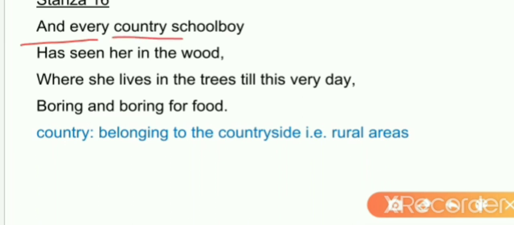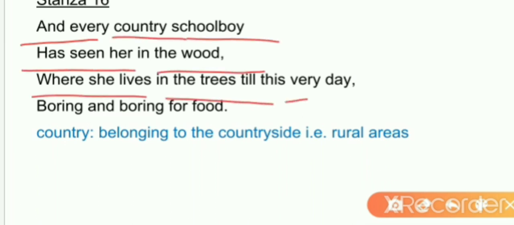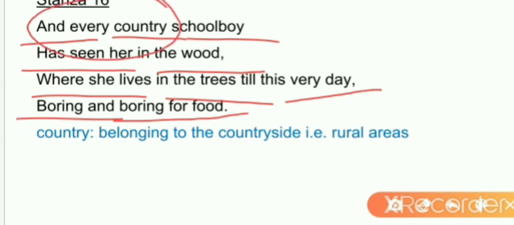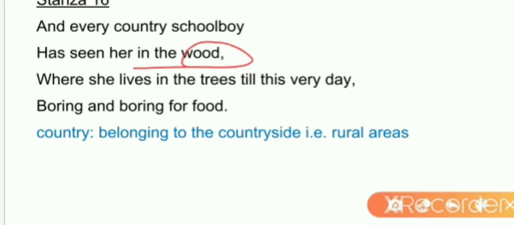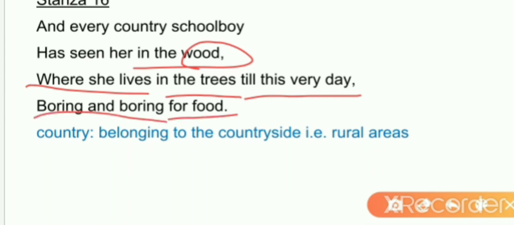And every country school boy has seen her in the wood where she lives in the trees till this very day, boring and boring for food. Now the poet says that and every country school boy, मतलब वहाँ पे जितने भी गांव के जो स्कूल जाने वाले बच्चे थे, उन्होंने उसको देखा था जंगल में. इन द वुड मीन्स इन द फॉरेस्ट, वेयर शी लिव्स इन द ट्रीज, जहाँ पे वो पेड़ों पे रहती है. टिल दिस वेरी डे. टिल दिस वेरी डे मीन्स टिल प्रेजेंट. बोरिंग एंड बोरिंग फॉर फूड. और वहाँ पे वो क्या करती है? डिग करती है. किसके लिए? अपने स्केंटी फूड को पाने के लिए.